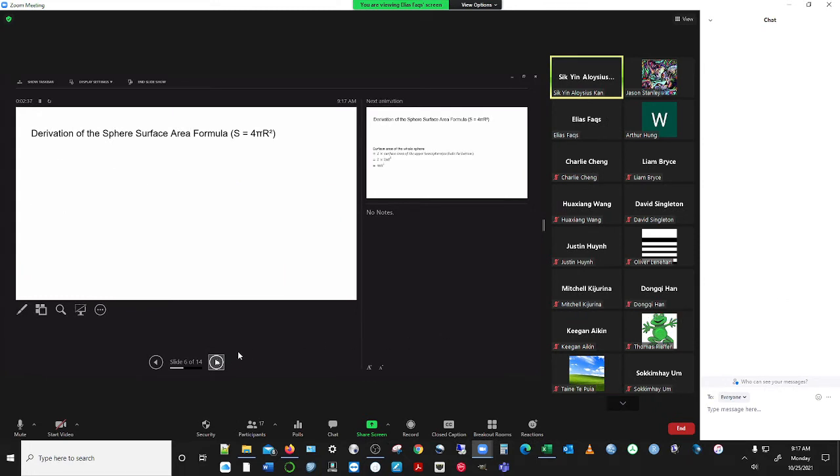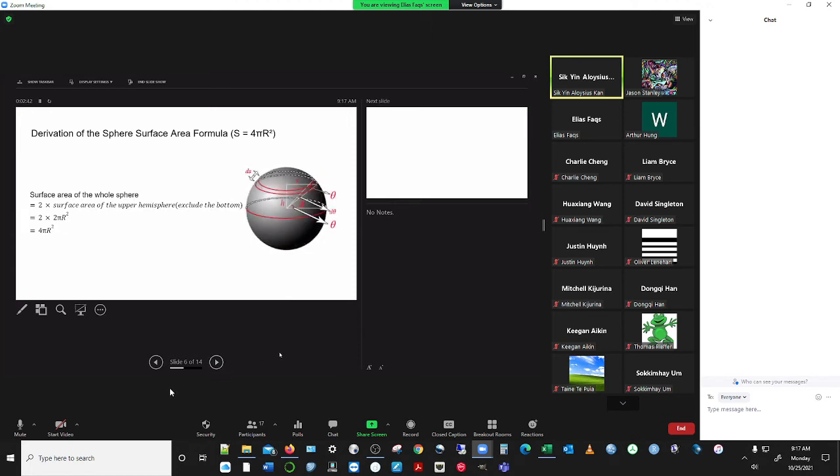Next page. This is 4 pi R squared. We multiplied it by 2. Okay.